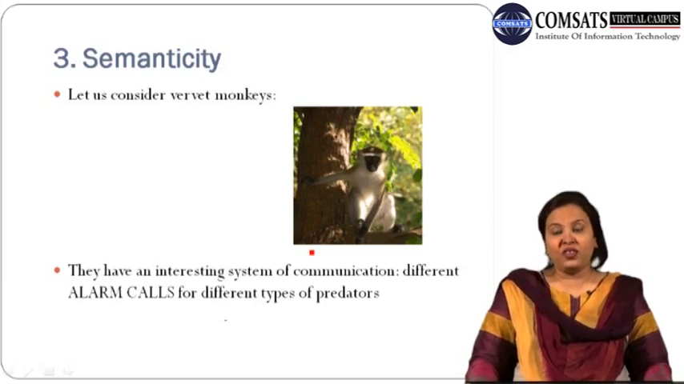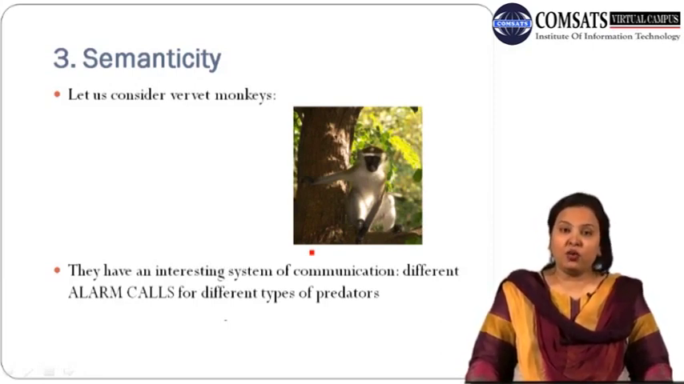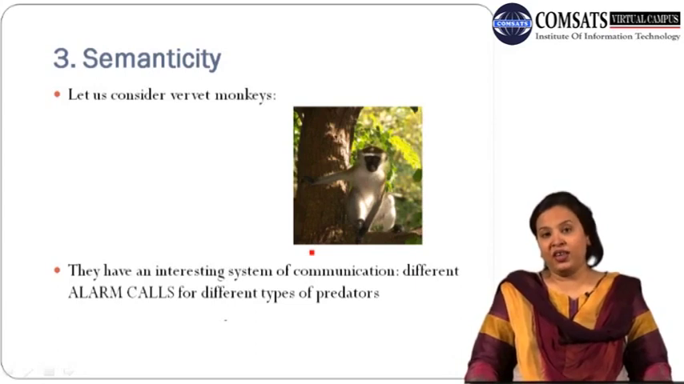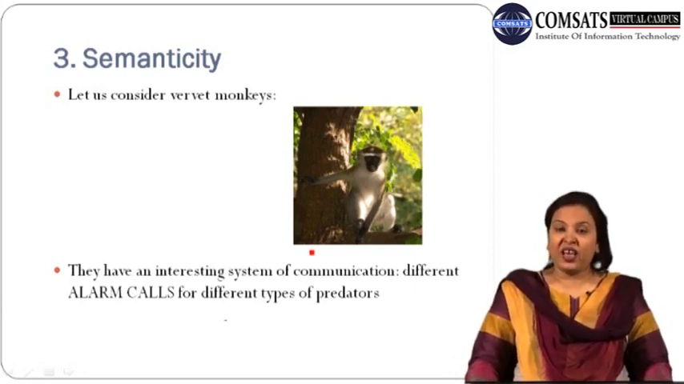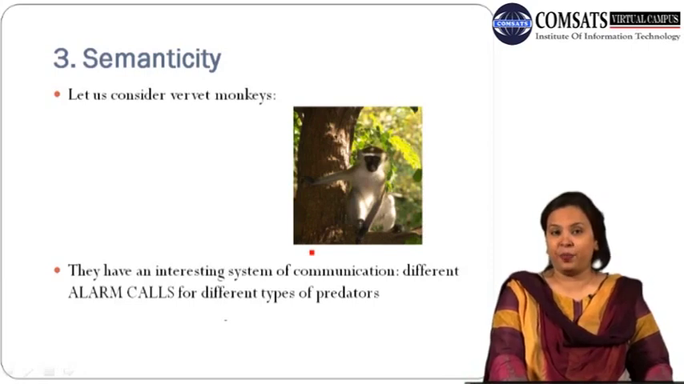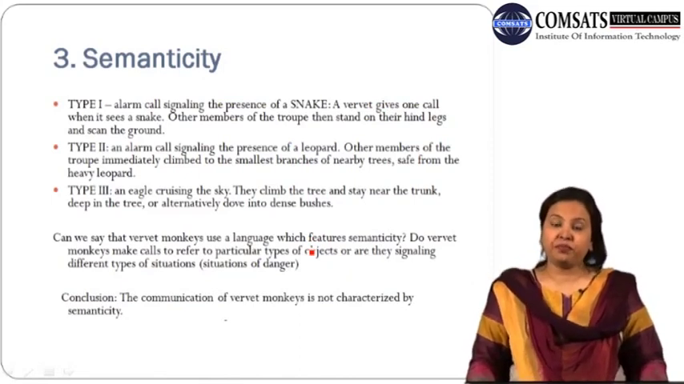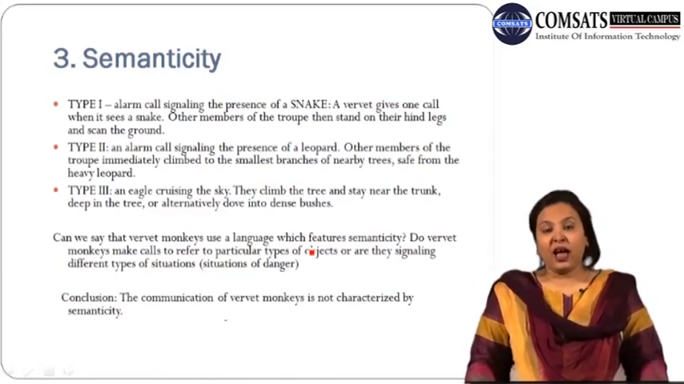If they are observing a snake, they will utter a different sound. If they see a leopard, they will utter a different sound. So for every kind of enemy, every kind of danger, they have different sounds. Their communication system, their alarm calls as we call them, is quite interesting. Now let's see some examples of the types by which the vervet monkeys make alarm calls.